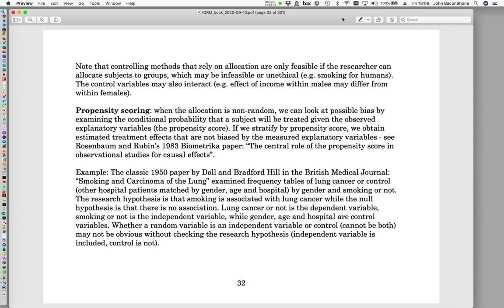They had tables that showed the numbers of lung cancer or control. So what did they use as a control? Their control was other hospital patients, matched by gender, age, and hospital. They recognized that the pattern of people going into different hospitals was different. They recognized that lung cancer, like many other cancers, is much higher in older people. And they also took into account gender in case that gender was part of the story as well. So they have lung cancer or control by gender and smoking or not.